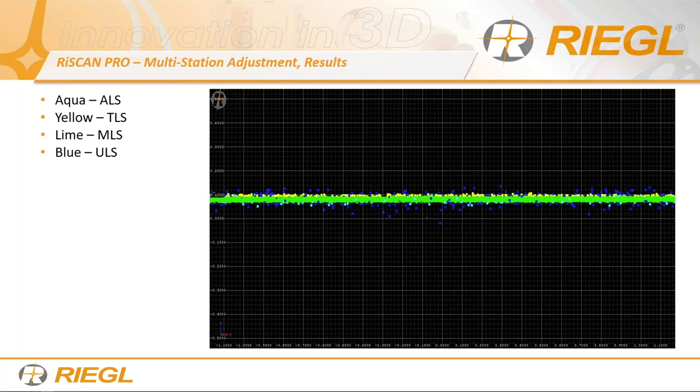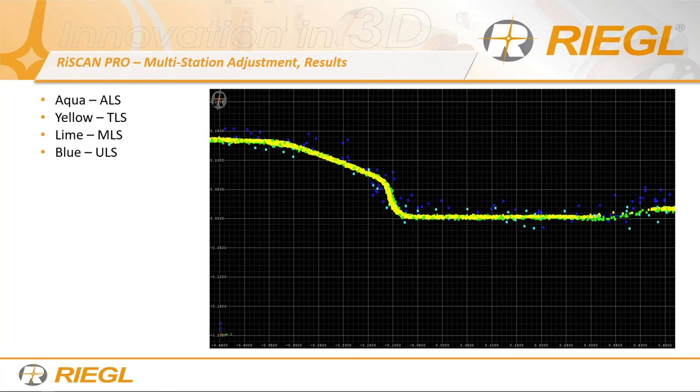Here's the final results from the adjustments. And here's the cross section of the curve. You can see the lime, which is the MLS, and the yellow, which is the TLS, which provides the most point density, completely homogenized, right? What I like about this adjustment is a couple things. One, it does it in real time, so you can see the updates in real time. And two, it doesn't sit the MLS and TLS data on top of the noise, right? It kind of splits the noise and puts it right in the middle between the ULS data and the ALS data. So that's extremely good results.